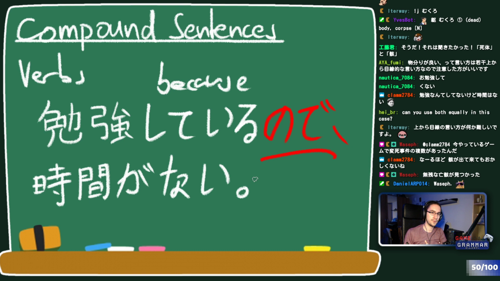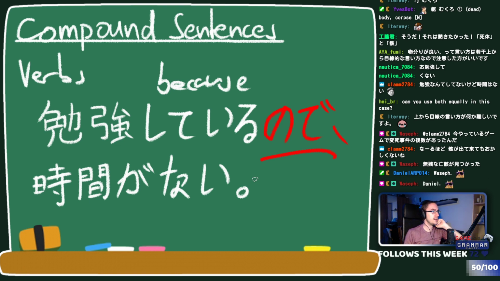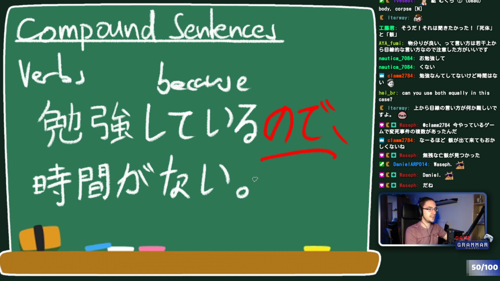They're not that different. It's kind of like the difference between saying, because I'm studying, I have no time, or I'm studying, so I have no time. It's essentially saying the same thing. There's not much of a difference there. And it's the same for kara and node in this case, where it's really the same. 勉強しているので時間がない, except for a slight difference in formality.